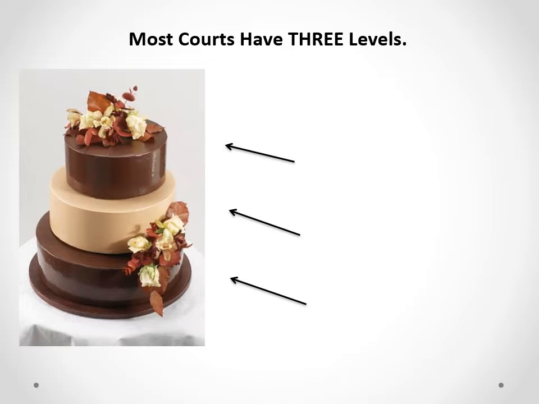So most courts, and this is true with our federal courts, state courts, which we'll talk about later, even in other countries, most of the time your courts are going to have three levels. The bottom level is the trial court, and the middle level is the appeals court. So if you don't like what happens to you at the trial court level, you can appeal to that middle layer, the appeals court. Finally, if you don't like what happens to you at the appeals court, you generally have one more level, which is the Supreme Court.